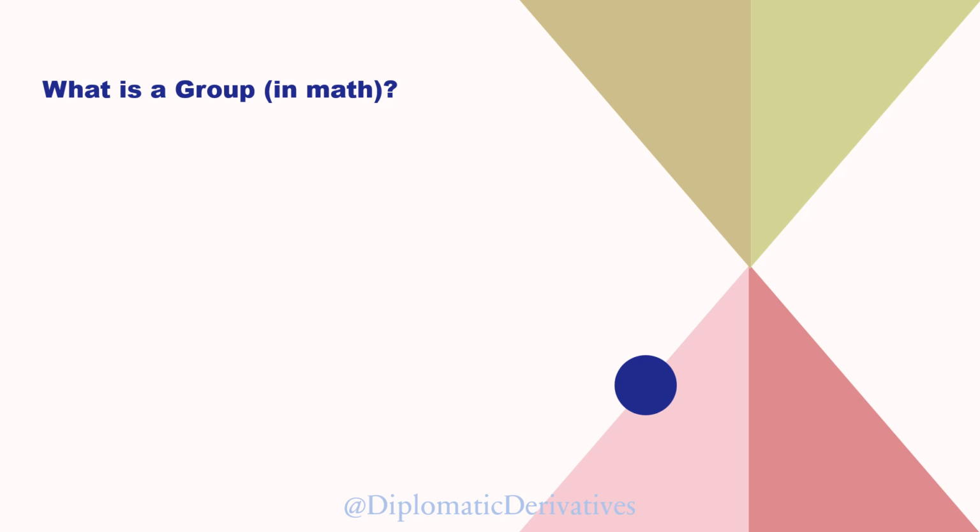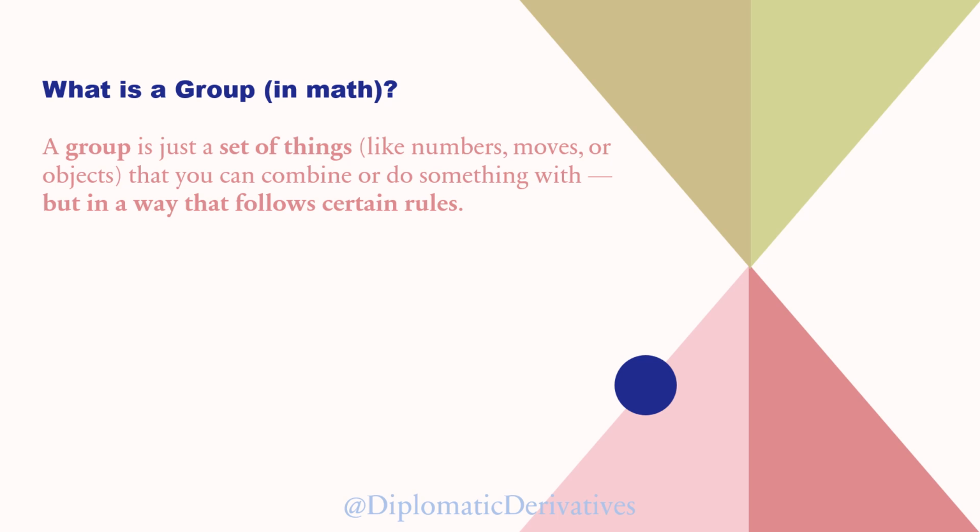Before going further into group theory, we first understand what a group is. A group is a set of things, like numbers, moves, or objects, that you can combine or do something with, but in a way that follows certain rules. As we talked about in the previous slide, there are things and there are actions that can be performed on those things, for example, transformed or moved. When we come to specific mathematical terms, in maths, a group is a set of things.